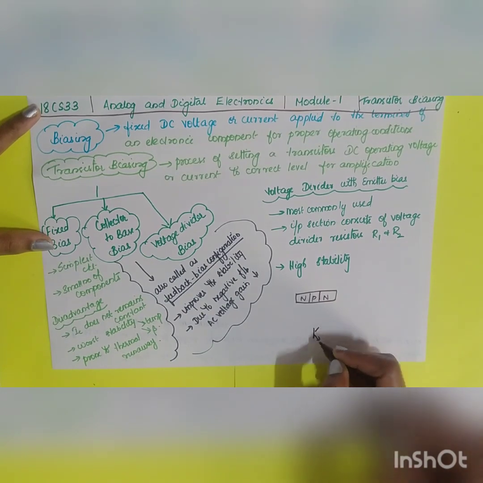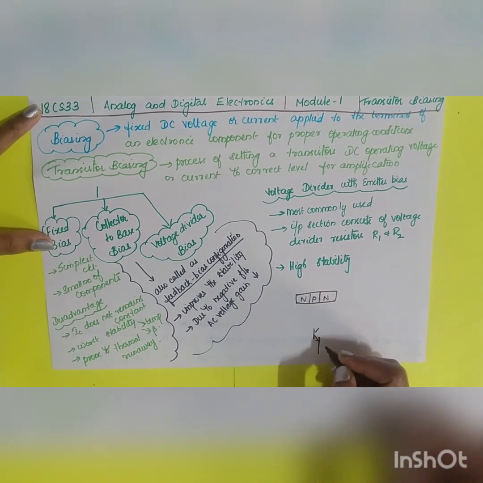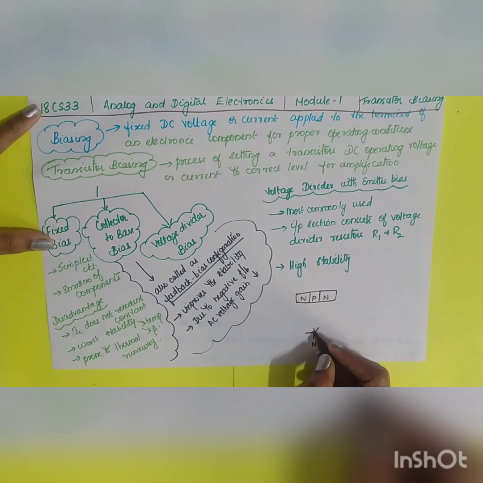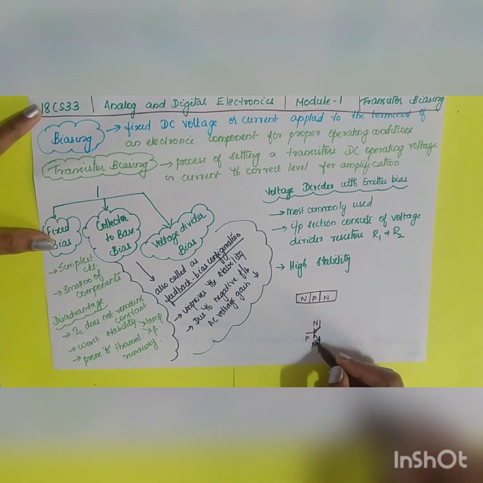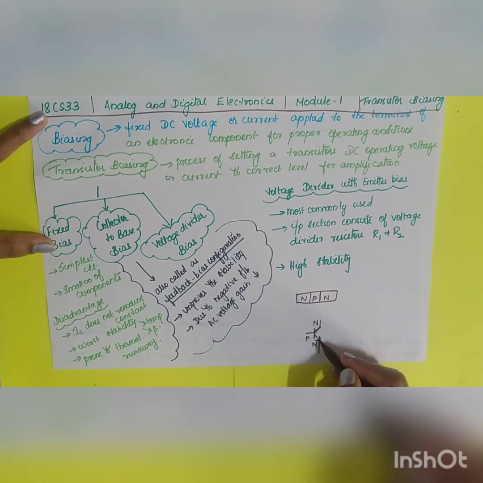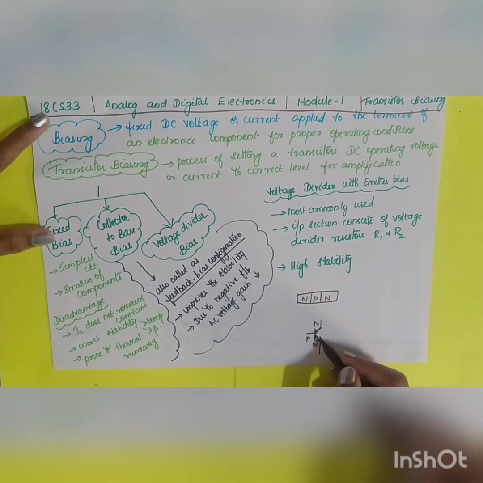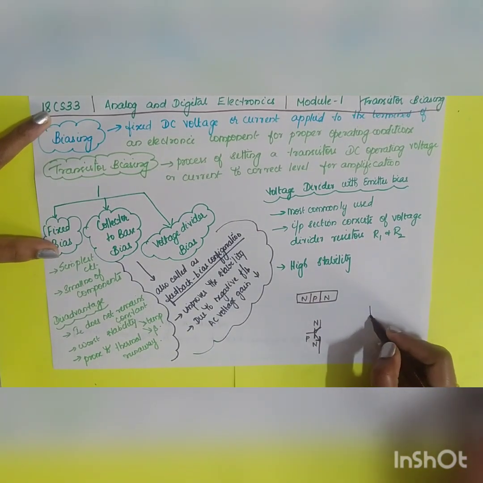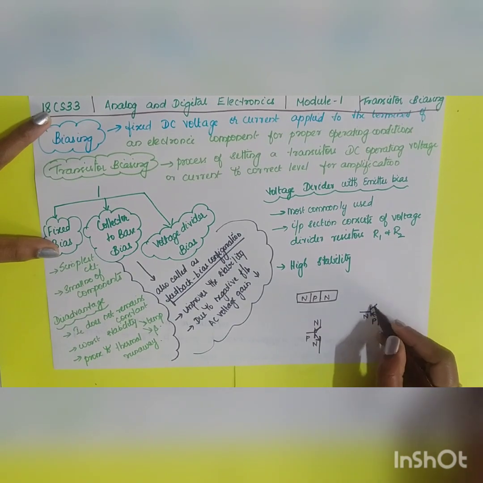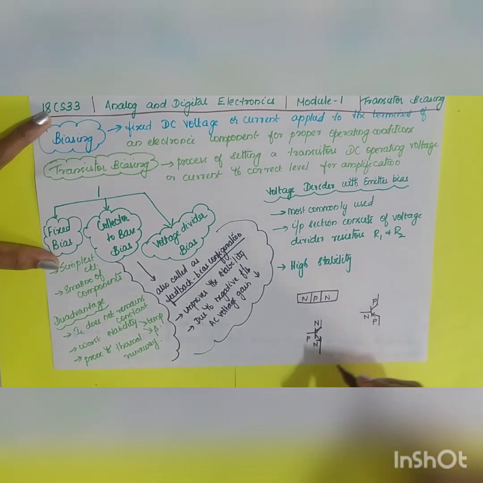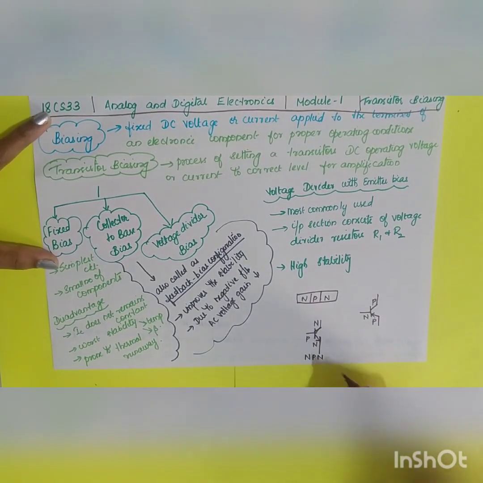So what is the symbol of your NPN transistor? This is your N, N stands for negative, then P, then N. The arrow mark signifies the flow of current. For NPN, you can keep in your memory that the arrow is not pointing towards the base. For PNP, it is pointing towards the base, so the arrow mark will be opposite. Let me draw the diagram of your PNP. So this will be your PNP transistor, and this is your NPN transistor.